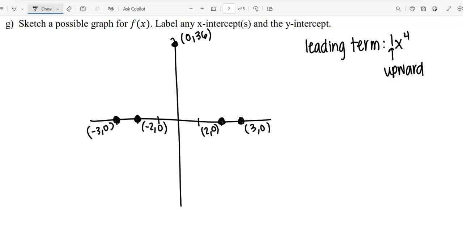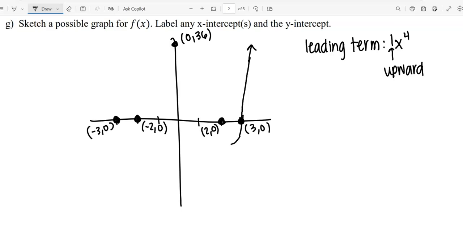It's got to open upward, right? Let's start with an upward right arm. The right is controlled by your leading term. If your leading term is positive, your right arm is going to be going positive. So let's start there. We got a right arm that's positive here. Where is that arm going to go? Down where? 3, 0. Is it going to hit it and then come back up or go through it? Go through it.